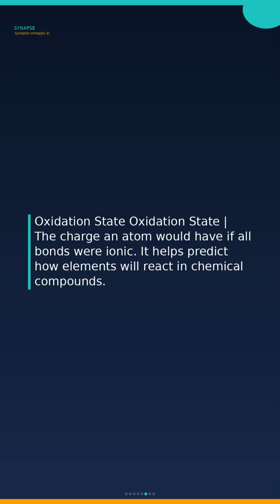Here's a real-world application. Ammonia, made from nitrogen, is used in fertilizers. Fertilizers provide essential nutrients like nitrogen to plants, promoting their growth. This is directly related to topics you learn in the ICSE syllabus about chemical reactions and industrial processes.